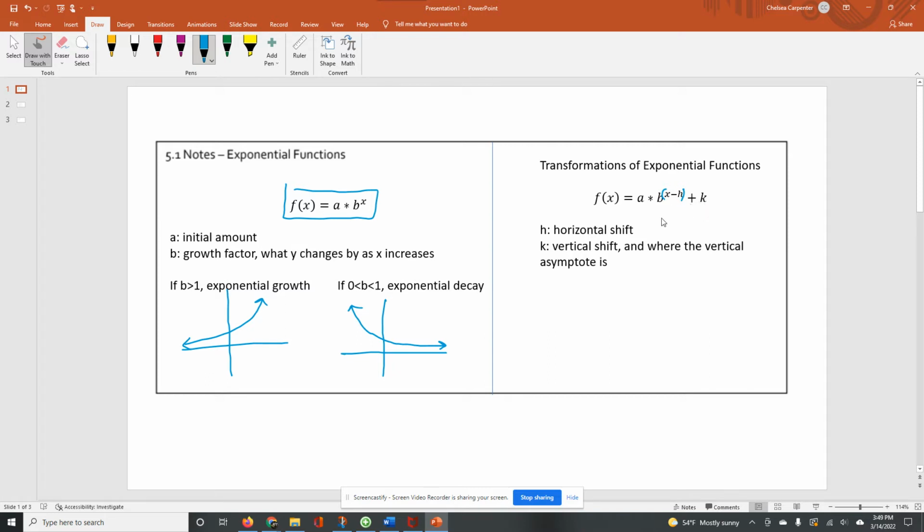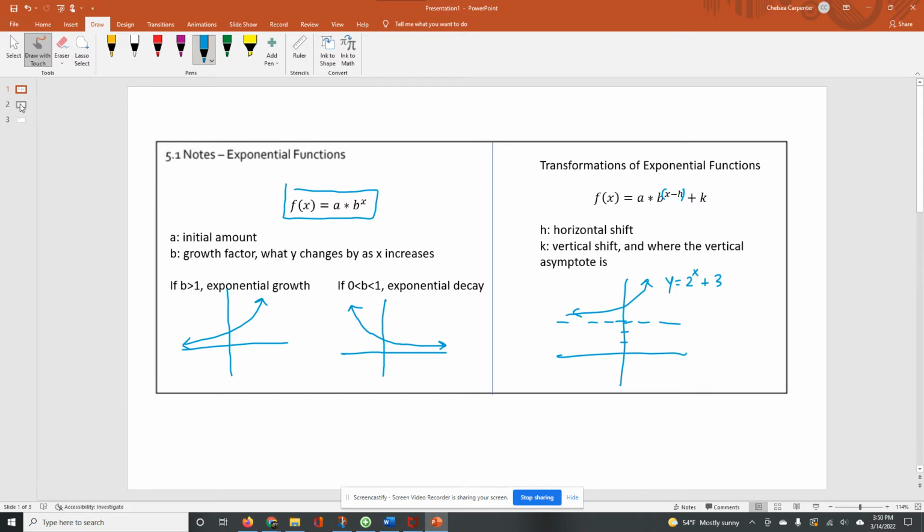And then the plus k at the end is the vertical shift, and that's where the vertical asymptote is. So if I had a graph that was, I don't know, y equals 2 to the x plus 3, the graph will have an asymptote at 3 and do something like that.